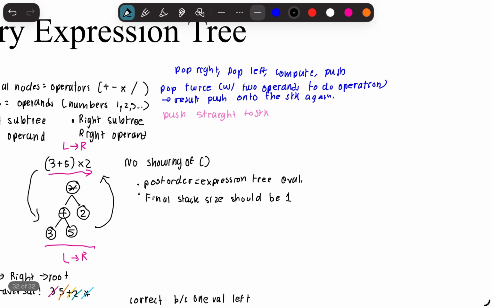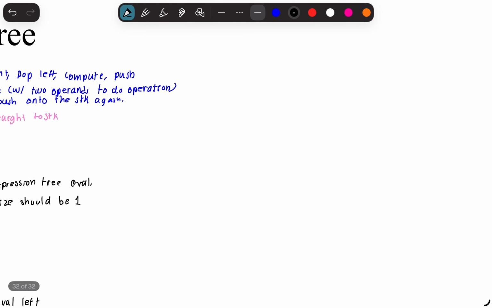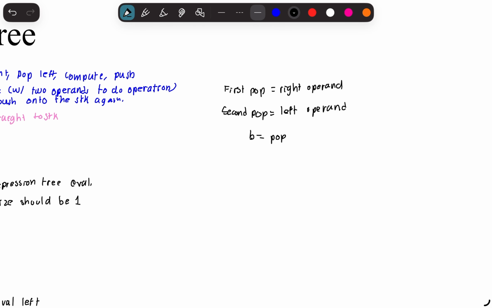Something important is that your first pop is always going to be your right operand. When you have your second pop, that is your left operand. So B is equal to pop, and then A is equal to pop. And then your result is going to be A operator B.